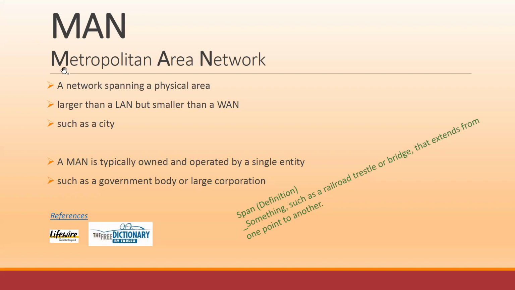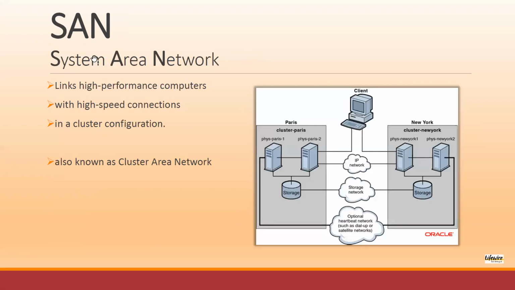One more thing: metropolitan area network, a network spanning over a physical area larger than a LAN, but smaller than a WAN, such as a city. A city is on its own network, and it's called a metropolitan area network. All the traffic lights, all the city cameras, all those speed traps and whatnot, they connect to the metropolitan area network wirelessly or through wires, whichever way they connect to the MAN. Right? Storage area network or system area network.